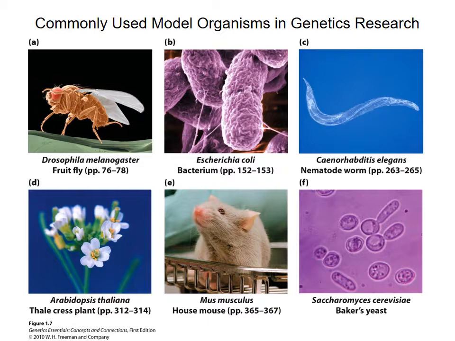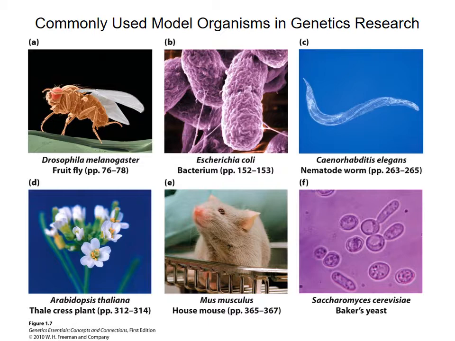Arabidopsis thaliana, that's the thale cress or mustard plant. Mus musculus, that's an easy one. That's the mouse. And then Saccharomyces cerevisiae, the baker's yeast. And these are the 6 top model organisms that your textbook author picks. I would say that's a good pick. Nobody would really argue with these 6 being the top 6.